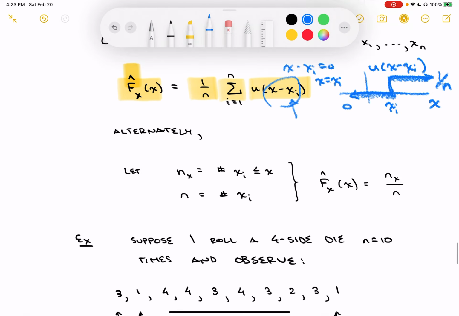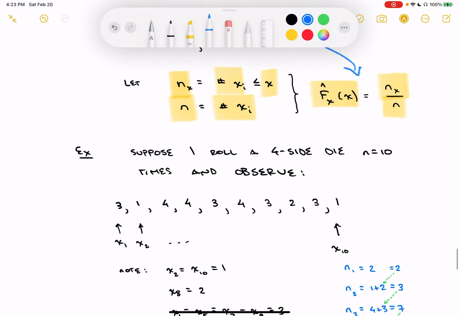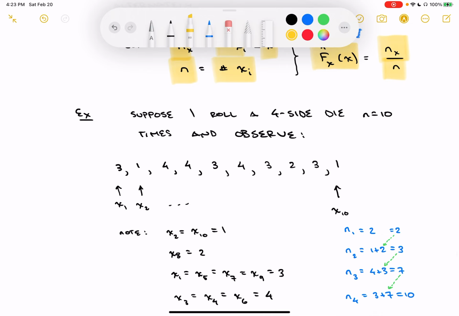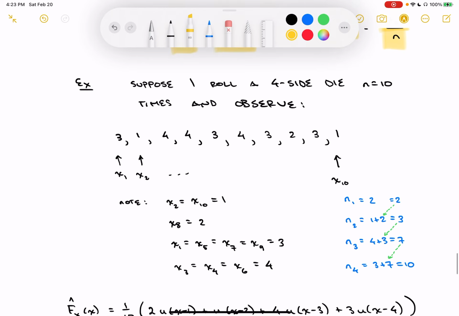I could also do this a slightly alternative way, but it's actually completely equivalent. We'll do an example on here. Let n sub x be the number of our observations that are less than or equal to a particular value, and n just be the total number of observed values. So that's the number of times I replicated the experiment. My estimated CDF is just that n sub x, which is a function of x, divided by n. These two things are actually equivalent. Let me go ahead and show this through a simple example, and then we should be pretty close to being done for today on this one.